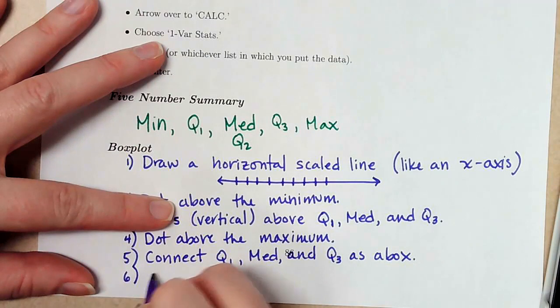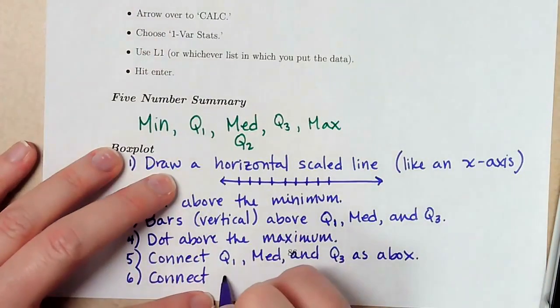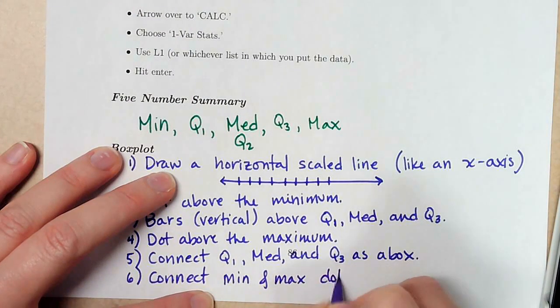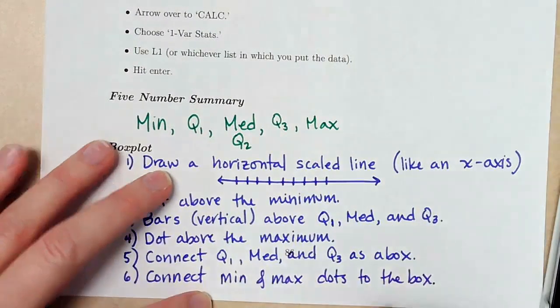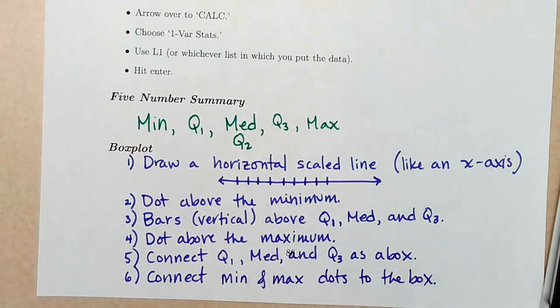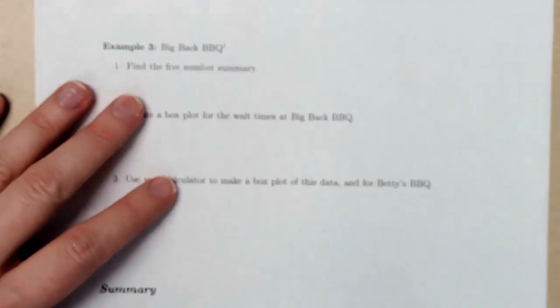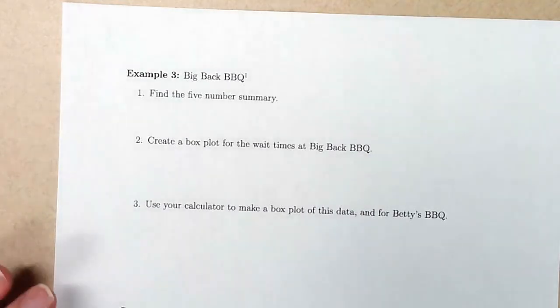So connect min and max dots to the box. And that sometimes typically happens, especially for just a regular box plot. Okay, so now let's do that for Big Back Barbecue and Betty. Oh, just Big Back. Sure.